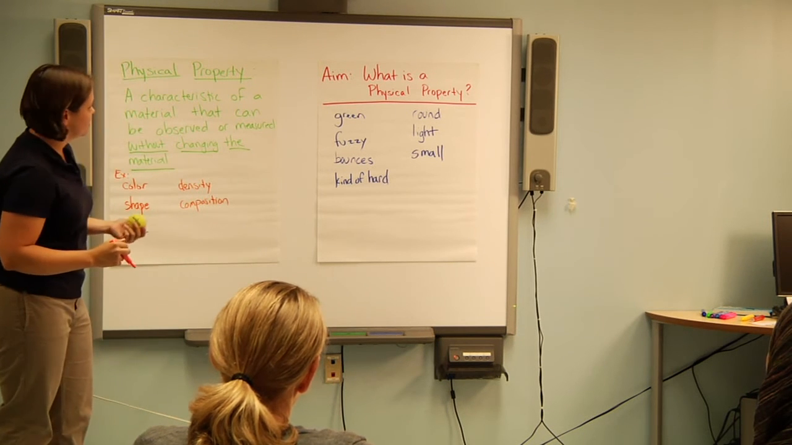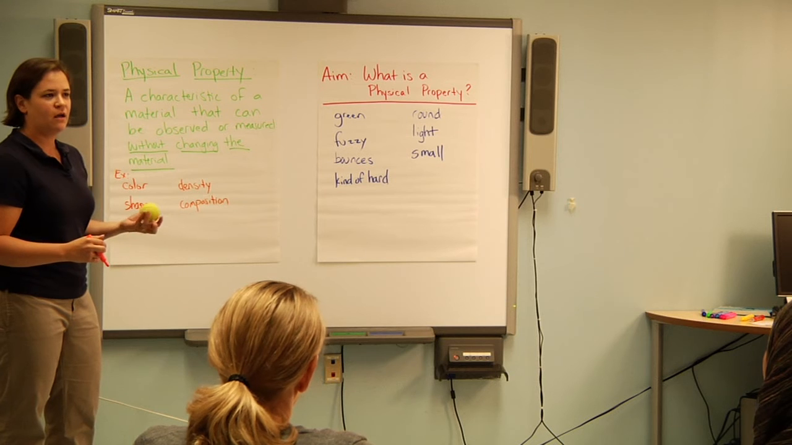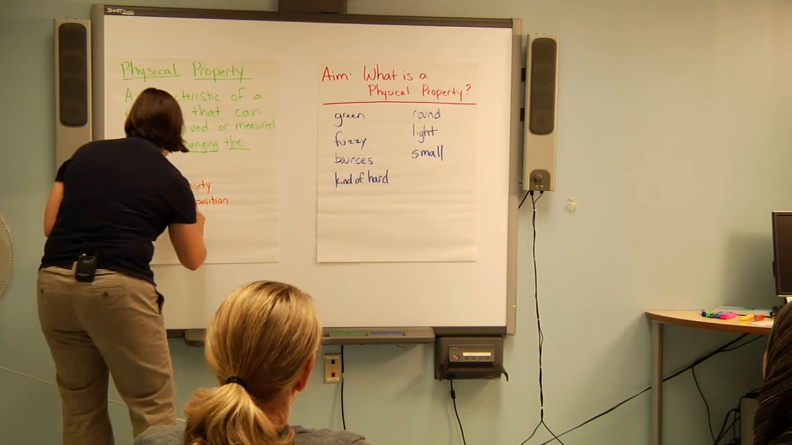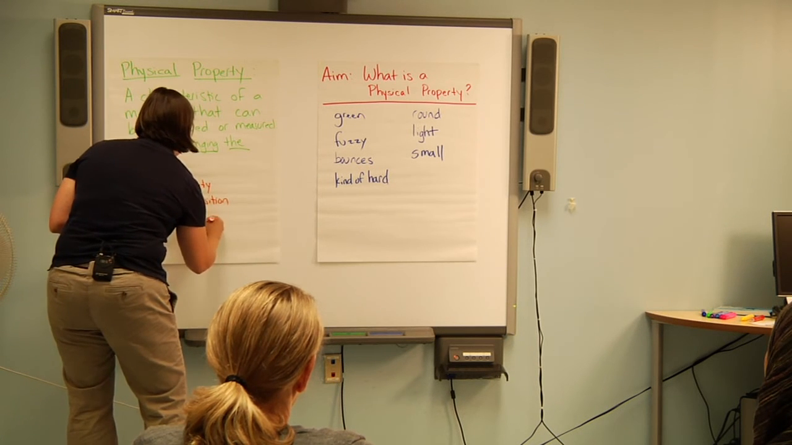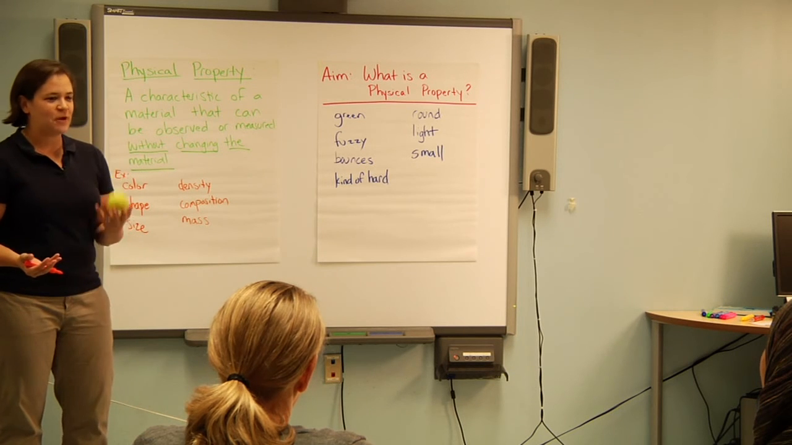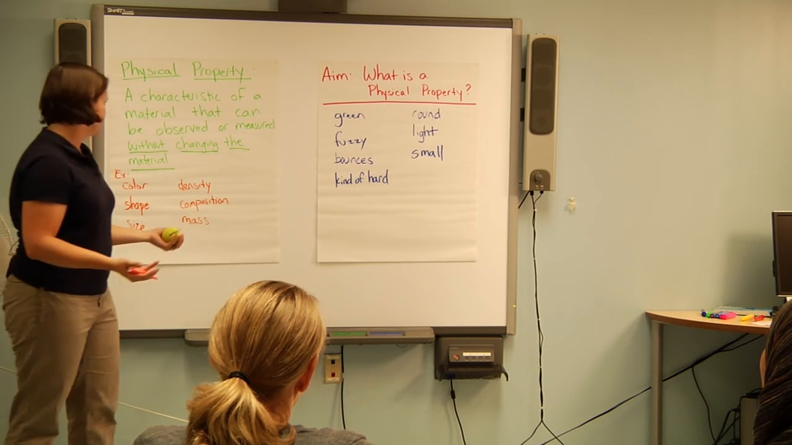What else can we talk about here? It's light. What are we talking about there? Weight, yep. And another word we can use for weight would be mass. And if we had our triple beam balances out, I would have you go ahead and measure the mass, but we don't have one of those today.